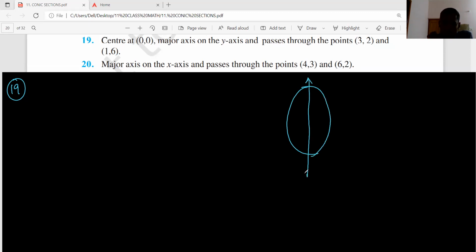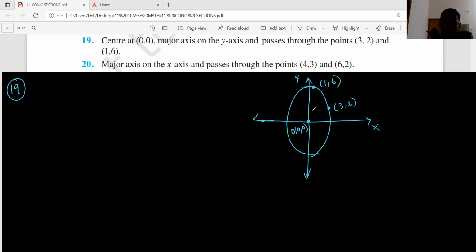This is the y-axis and this is the x-axis. Obviously, this is the origin (0, 0). A diagram is not required, but anyway, if we have that, (3, 2) is almost here. And approximately, you can take (1, 6); (1, 6) is here.